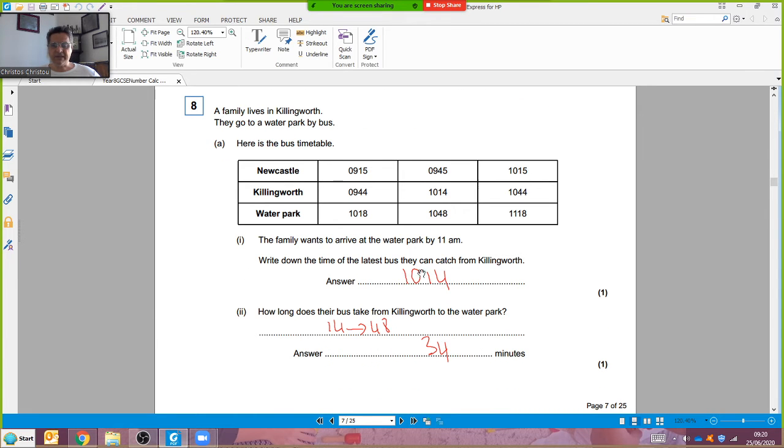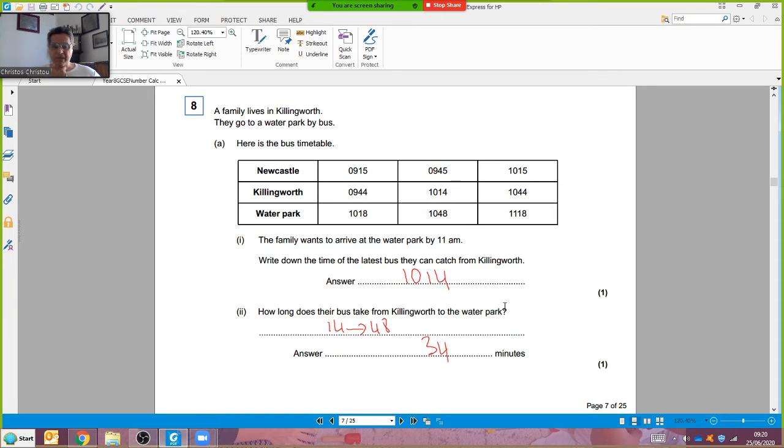So what time is the latest bus that we can catch from Killingworth? Well, Killingworth, and what time must I arrive by? I've got to get there by 11 a.m. If I take this one, I get there at 10:18, a bit early. If I take that one, I get there at 18 minutes past 11, too late. So I've got to take the 10:14 bus to arrive there at 12 minutes to 11. So that's the one that we want.